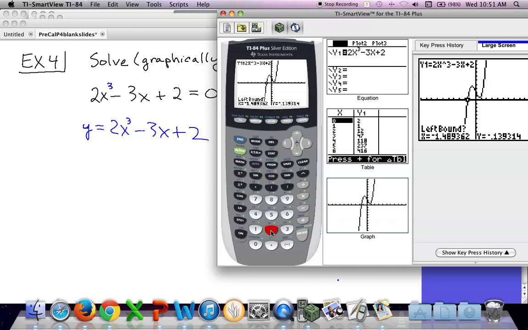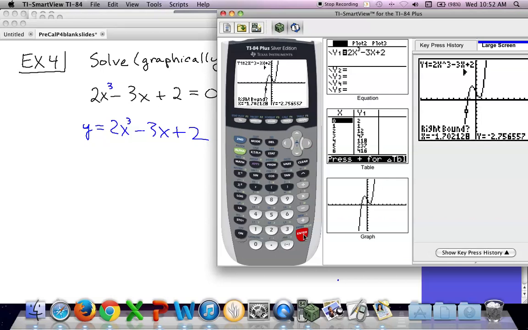The left bound means put in an x value which is less than the zero, which means it should be to the left of the zero. So here's the zero. We want to put in an x value which is to the left of that. And you can do that by moving the cursor like that until you can see that it's obviously to the left, and then hit enter.